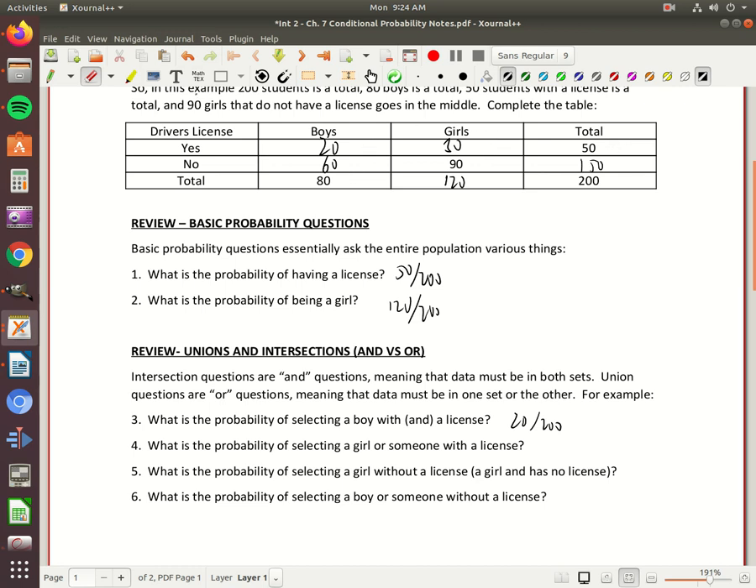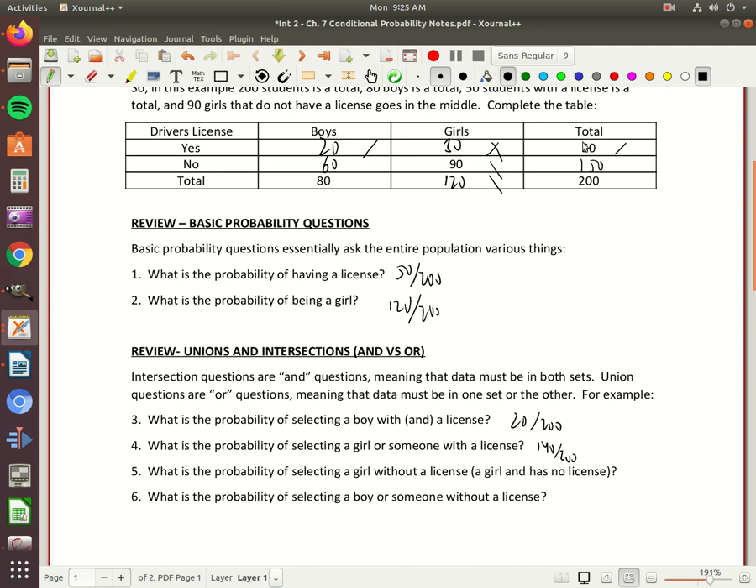Okay, next. It says, what's the probability of selecting a girl or someone with a license? Well, here's girls. And here's someone with the license. Now think about it. It's saying or, and I know these are totals. So there's two ways I can do this. I can either say 20 plus 30 plus 90, right? And I get 140 out of 200.